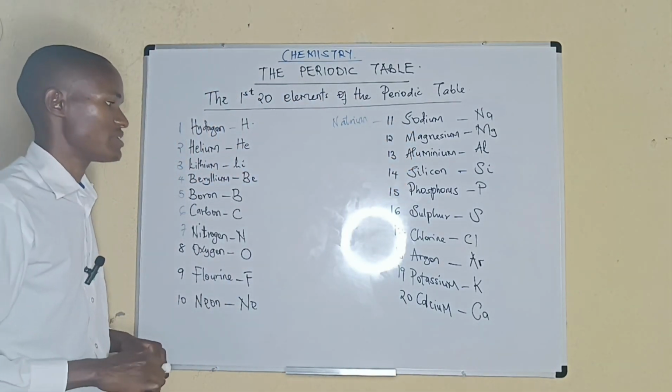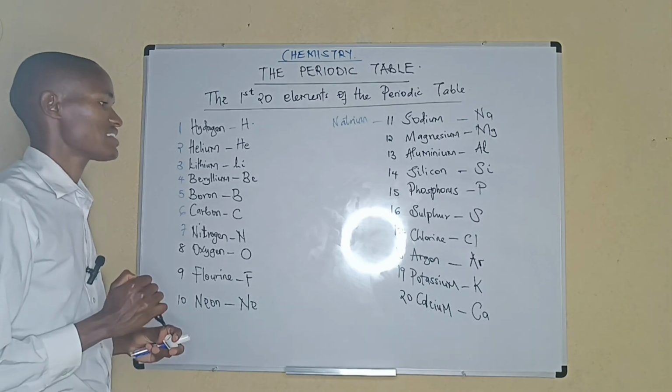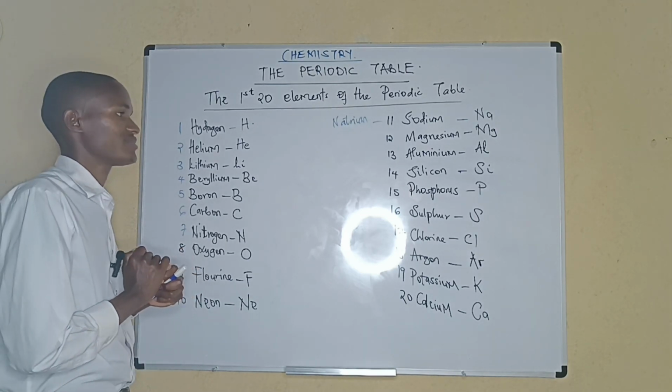These are the first 20 elements of the periodic table. In the next step, we will be mapping them to the periodic table.